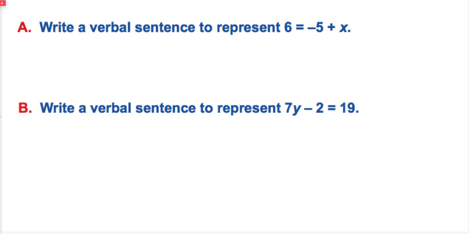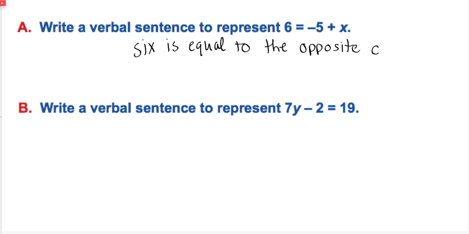If you want to write this all fancy-like, you could say 6 is equal to the opposite, or the inverse of, I would say the opposite, of 5 added to a number. Okay? The nice thing about these, you can write it a lot of different ways. You generally want to write it the way this is written.